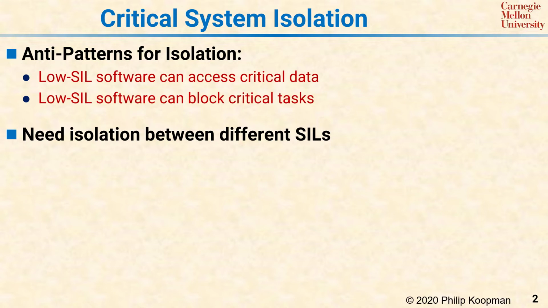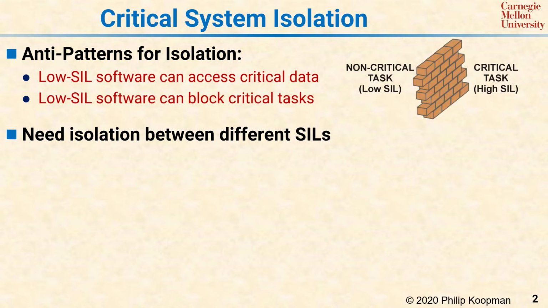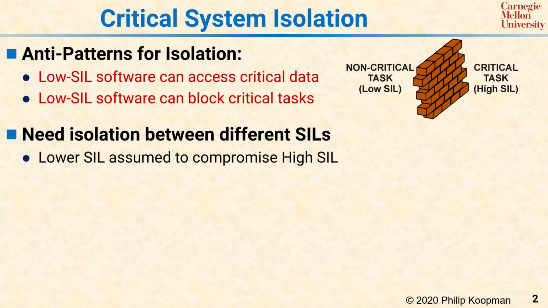We'll consider the general case in which you have some lower integrity non-critical tasks, but also some higher integrity mission or safety-critical tasks running in the same system, and make sure that the low SIL task cannot interfere with the high SIL task. In general, the lower SIL software is assumed to be able to compromise the operation of the high SIL software unless you can demonstrate isolation.